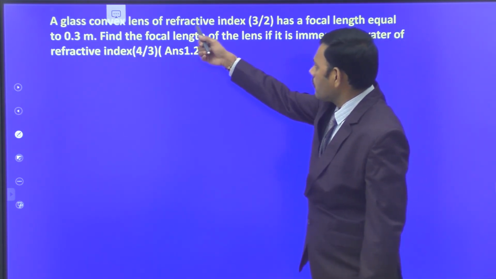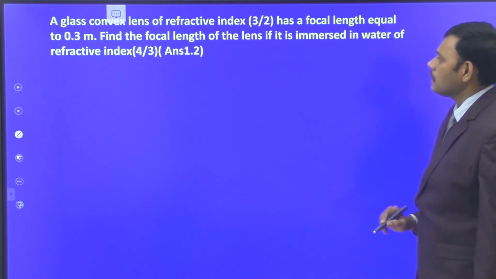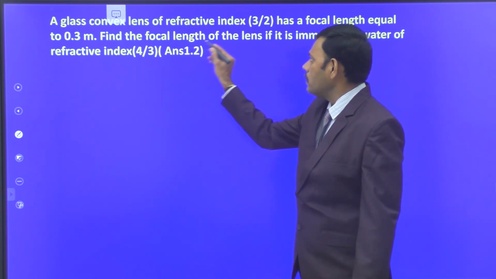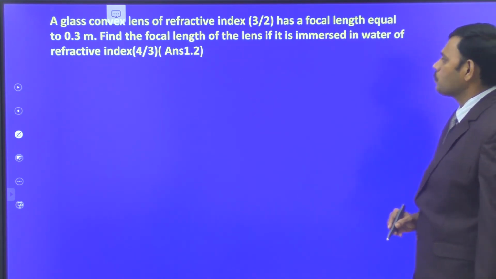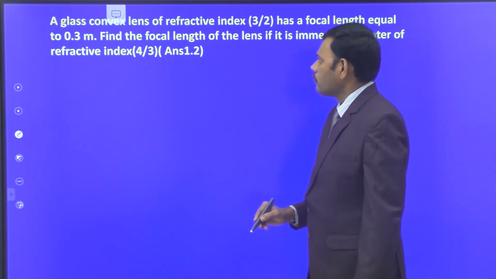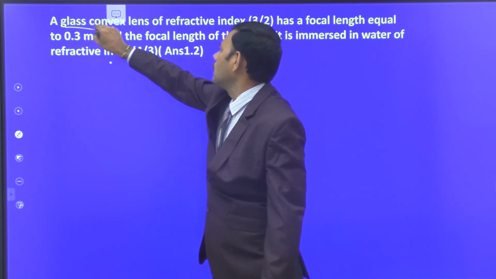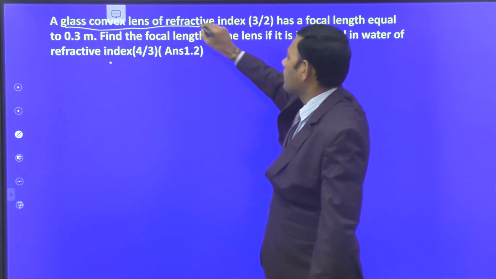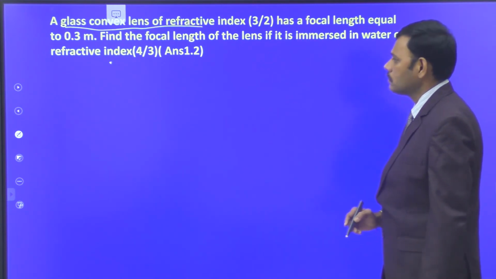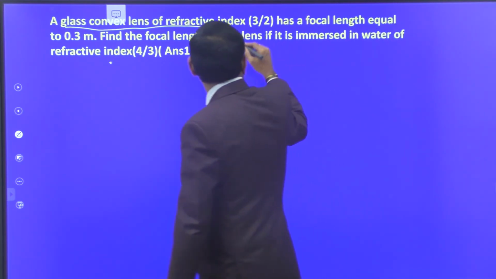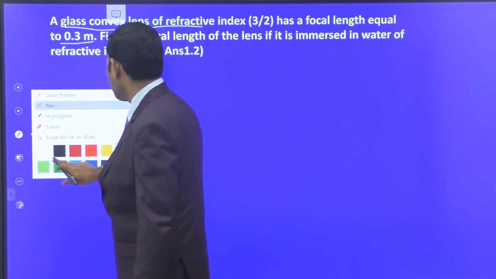A glass convex lens of refractive index 3 by 2 has a focal length equal to 0.3 meter. Find the focal length of the lens if it is immersed in water of refractive index 4 by 3. First we have a glass convex lens. This is also a lens maker's formula related problem. A glass convex lens of refractive index 3 by 2 has focal length 0.3 when kept in air medium.